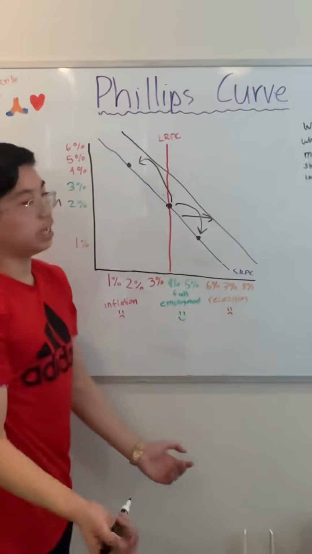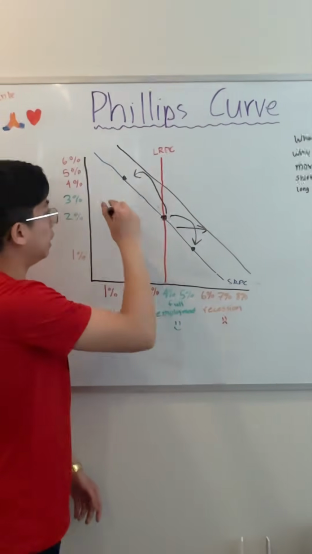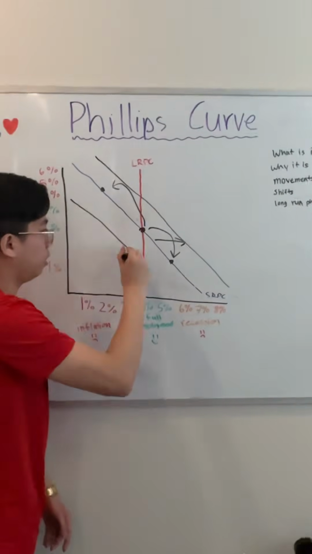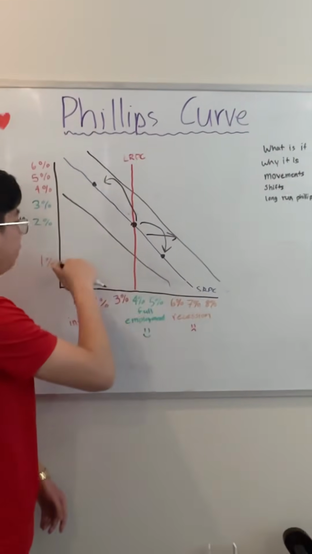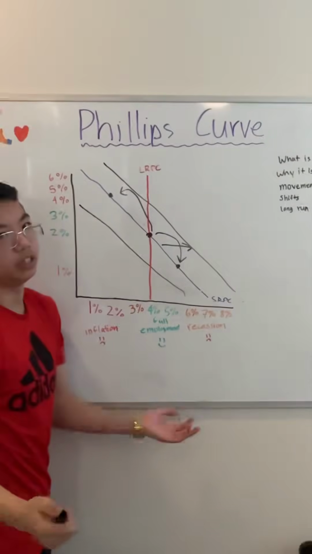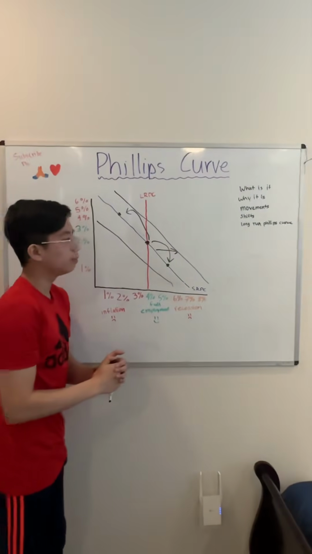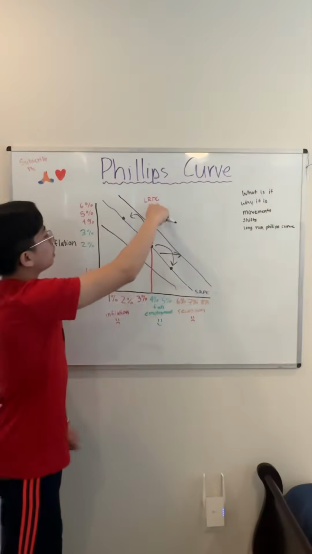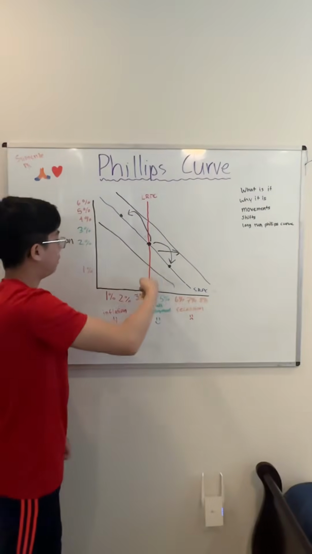Or if there's an increase in aggregate supply, there would be a leftward shift in the Phillips curve, leading to lower inflation at any point of unemployment, which is really good, caused by an increase in aggregate supply. The long-run Phillips curve just shows what the inflation would be at full employment.